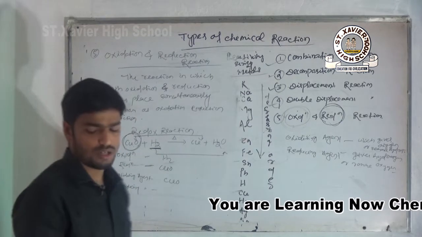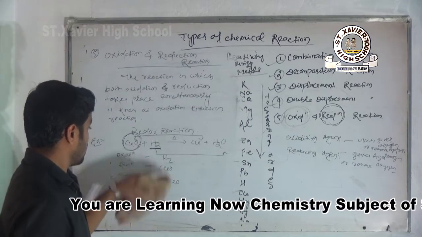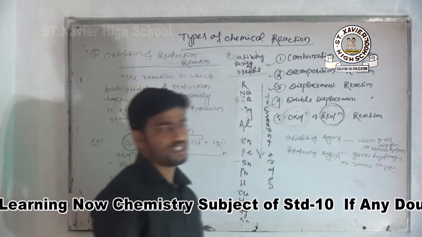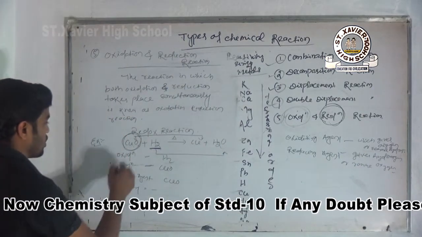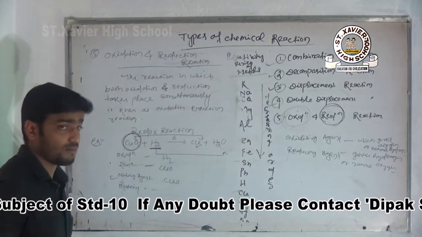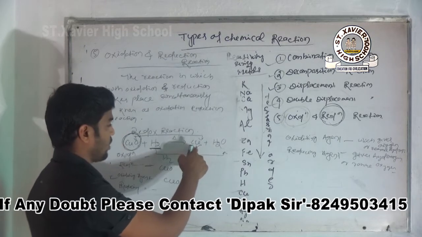Reduction takes place. Okay. Then comes to reducing agent. Reducing agent means by definition gives hydrogen or removes oxygen. Okay. CuO से oxygen remove होके क्या हो गया? Cu हो गया. After removal of oxygen, CuO becomes Cu. Okay.